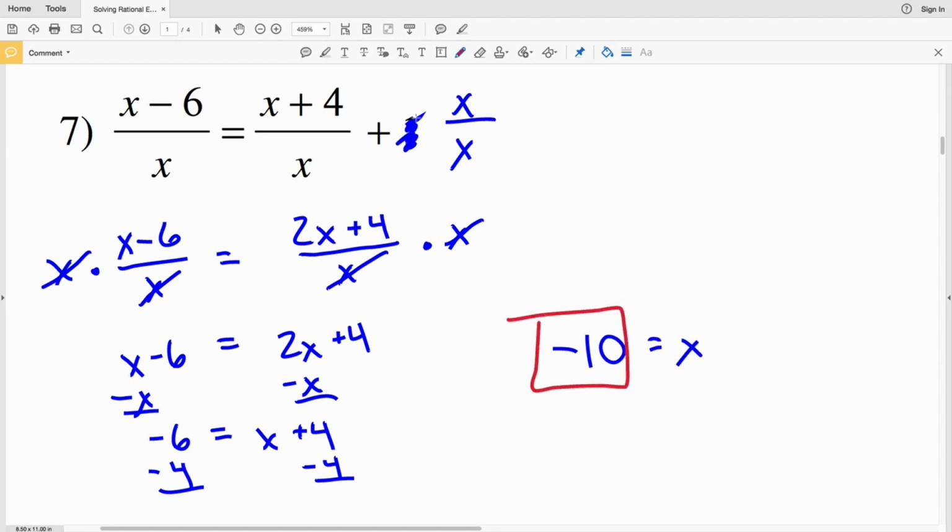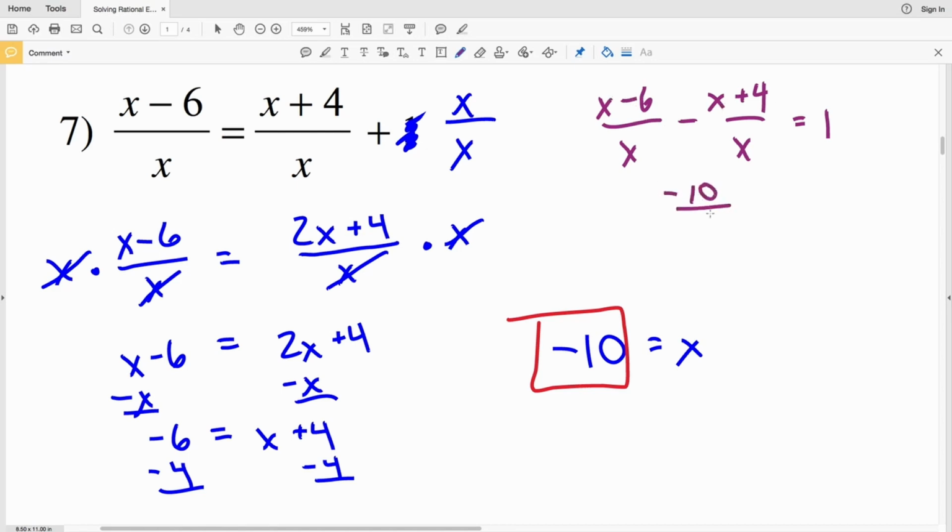Now in the beginning I started by rewriting this 1 as x over x, but if you notice we already have a common denominator, so you could also start by rearranging the equation. If you started by rearranging the equation, you could say x minus 6 all over x minus x plus 4 all over x equals 1. Doing that, you'd be able to combine right away. So then when you combine the numerators, you'd get x minus x, which is 0, and then negative 6 minus 4, which is negative 10.